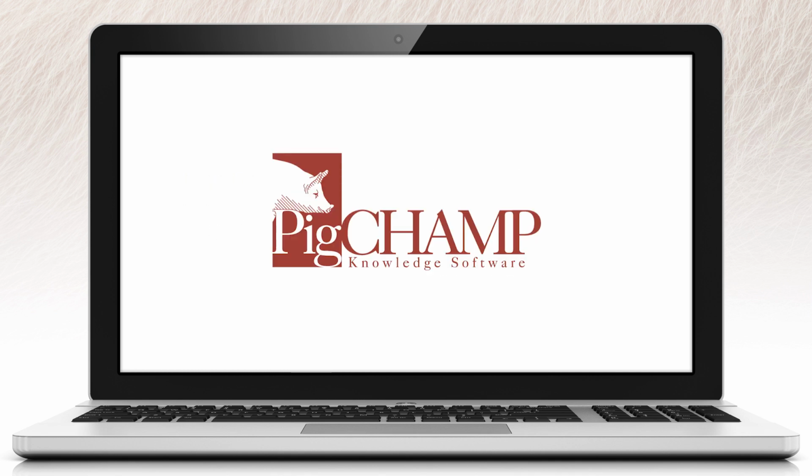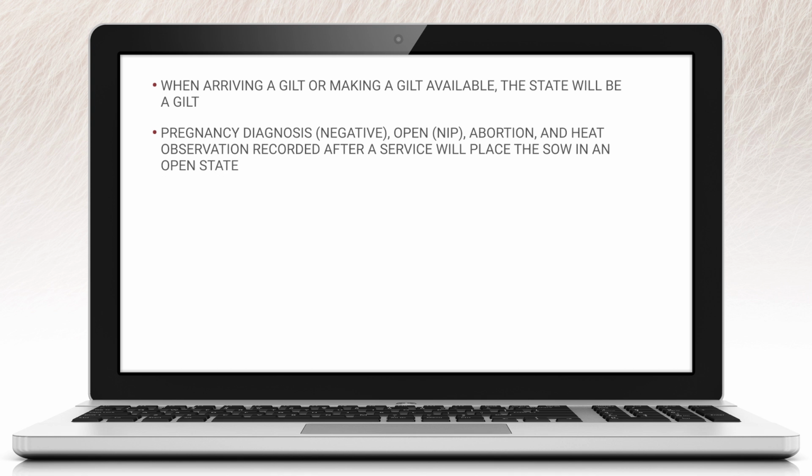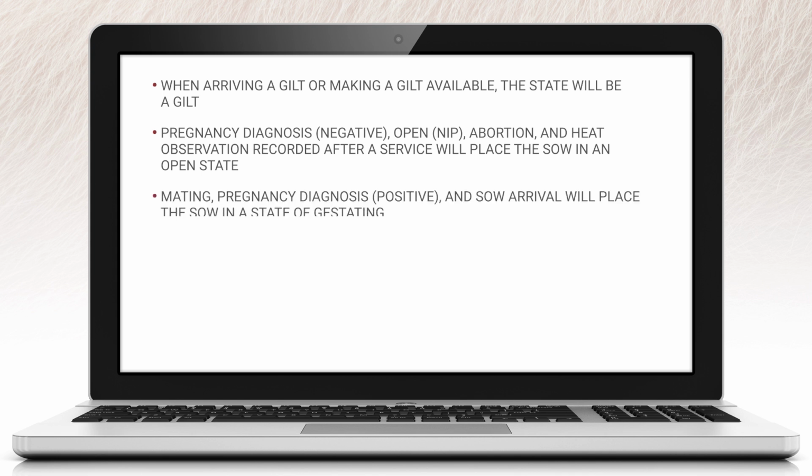The data that is provided to Gestal via the feed-in tool is associated with the individual female's current state based on her most recent event recorded within the PigCHAMP program. The following events change the state as follows. When arriving a gilt or making a gilt available, the state will be a gilt. Pregnancy diagnoses such as negative, open, abortion, and heat observation recorded after a service will place the sow in an open state. Mating, pregnancy diagnosis of positive, and a sow arrival will place the sow in a state of gestating.